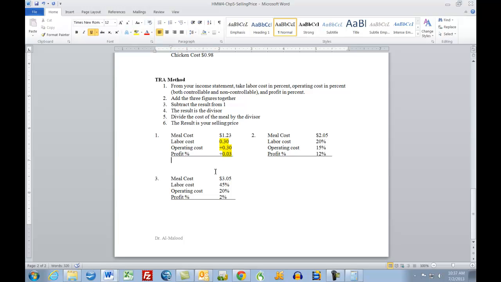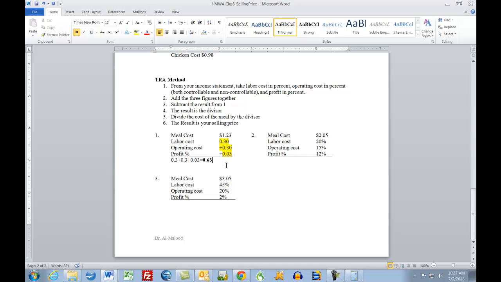So if you take 30% for the labor cost plus 30% for the operating cost plus your desired profit percent, which is 3%, and you add them up all together, you're going to get a total of 63%. Okay, that is your total. All right, so that is step 1. First you need to add all of your cost percentages as a decimal.